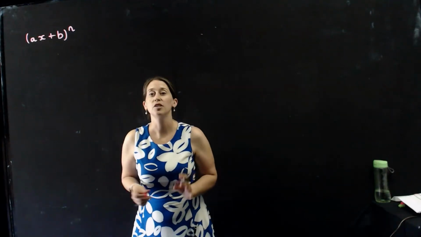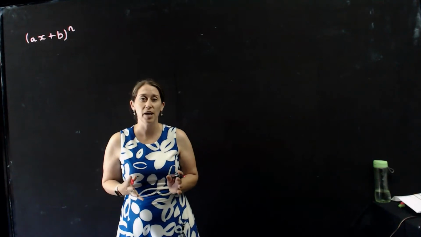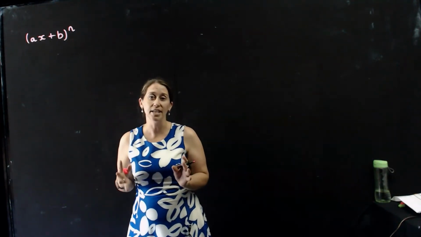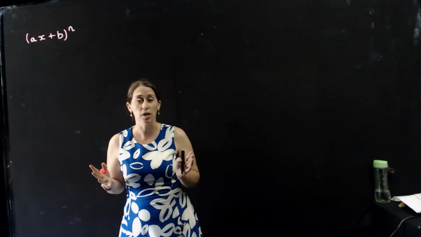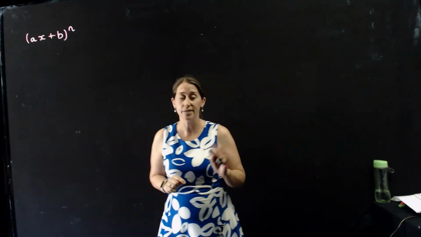In today's video, I'm going to show you how to integrate expressions in this form where we've got (ax + b) to the power n, and I'm going to look at two cases. The first case we'll do is when n is all integers apart from -1. Could be rational numbers as well. And then the second case is, well, what happens when the power n is -1?